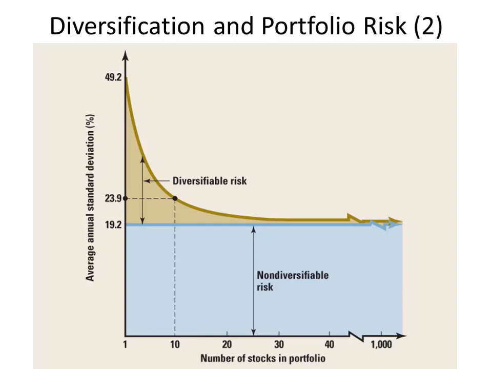That's the blue part. That's risk you just can't get rid of. But that tan greenish part is the diversifiable risk. That's the part that we can get rid of by adding additional non-perfectly correlated assets to our portfolio.